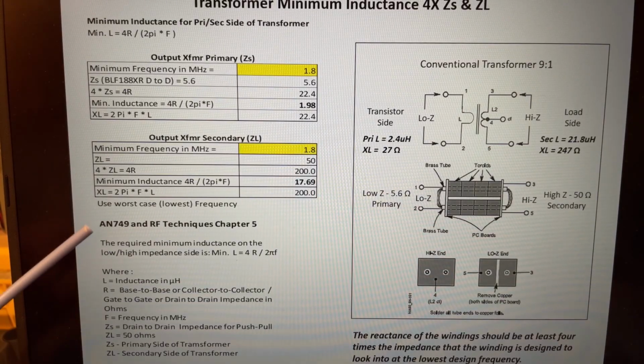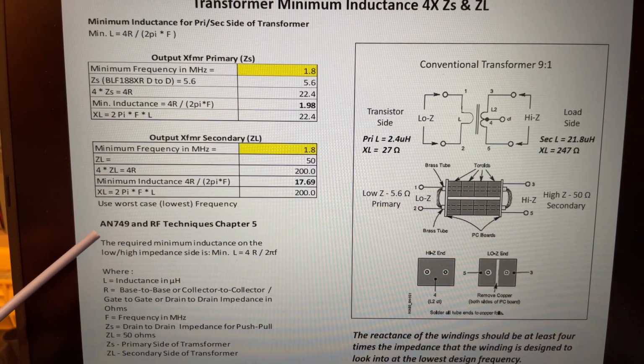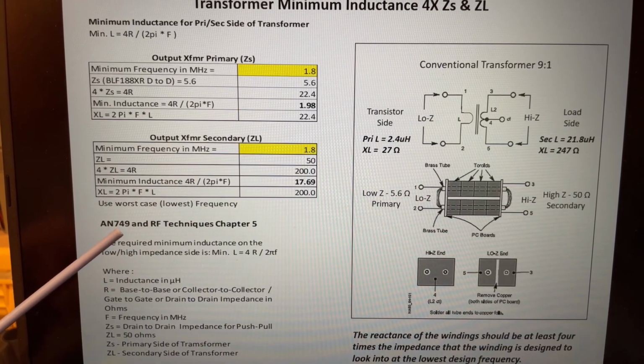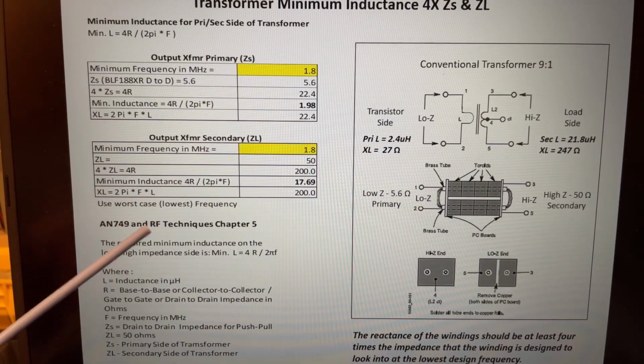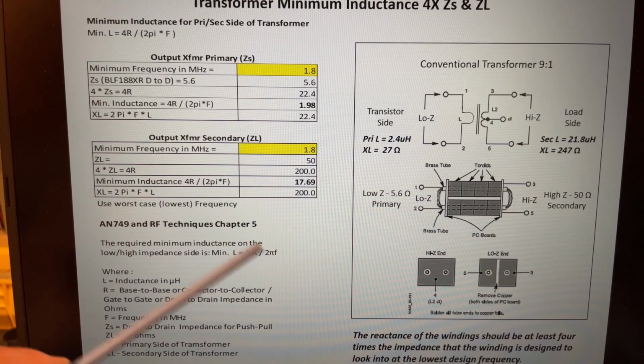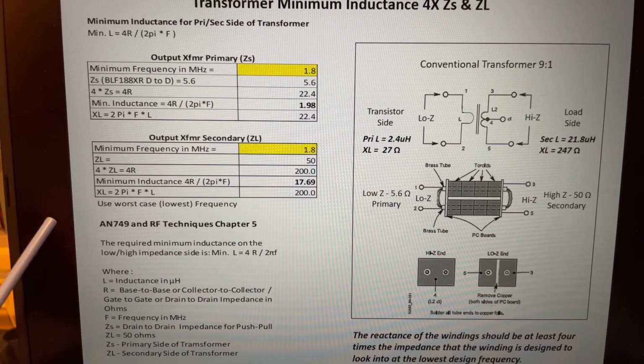It's published in a lot of textbooks. And here's a reference, AN749. This is a Motorola application note. And this is also another reference from RF Techniques, Chapter 5. This is a textbook that I use, a very common textbook. And here's all the formulas, and here's the terms that are used in that formula. And it can be used for either bipolar or LD-MOS.